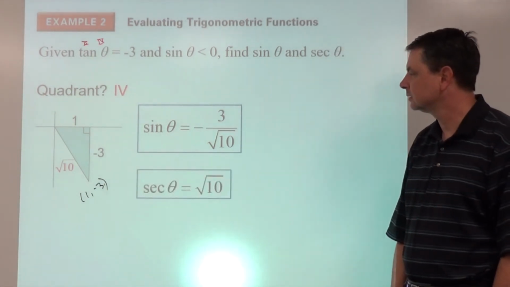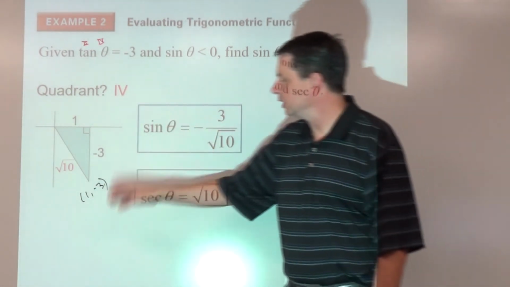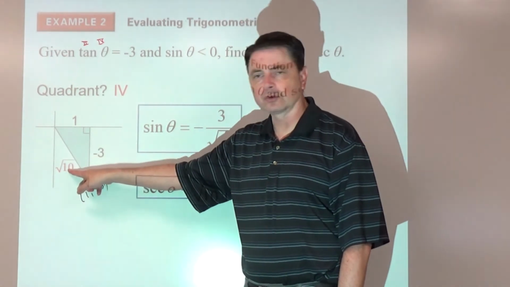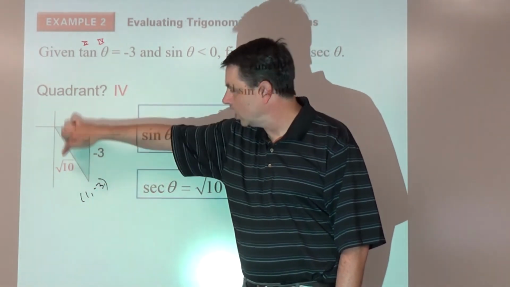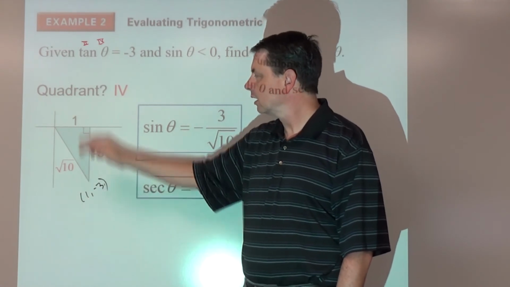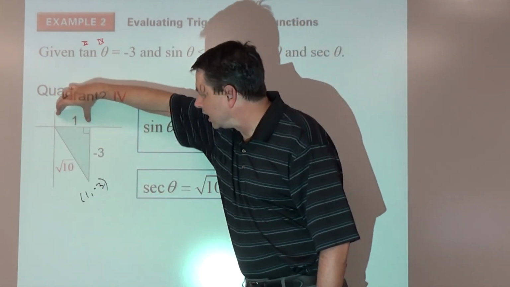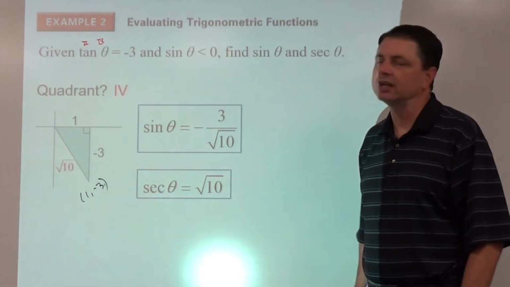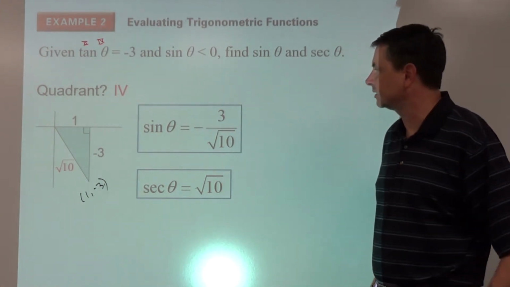And secant would be the reciprocal of cosine, therefore r divided by x, or hypotenuse divided by adjacent. Root 10 divided by 1 is root 10.